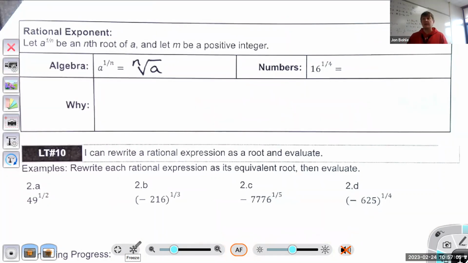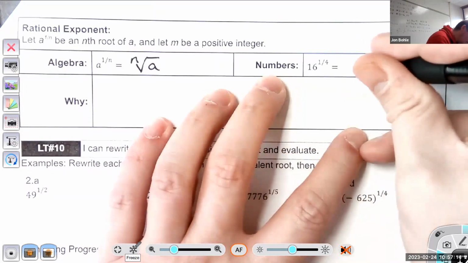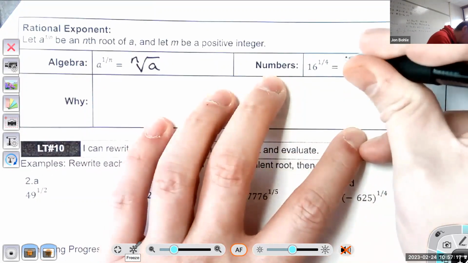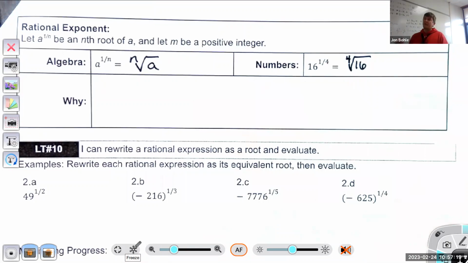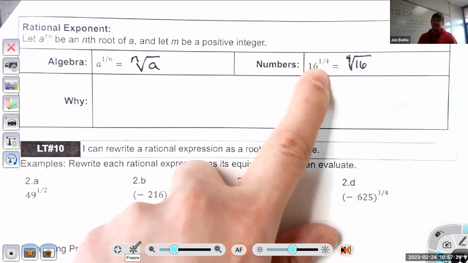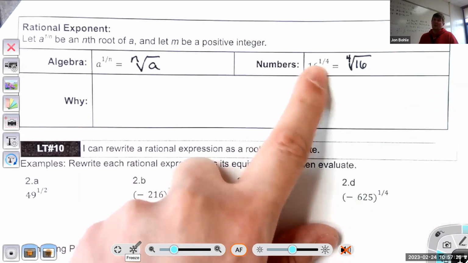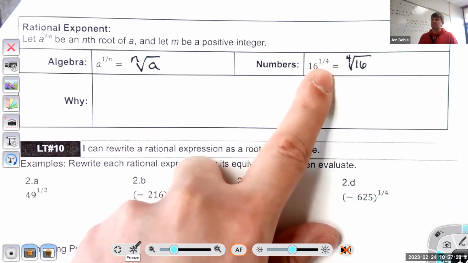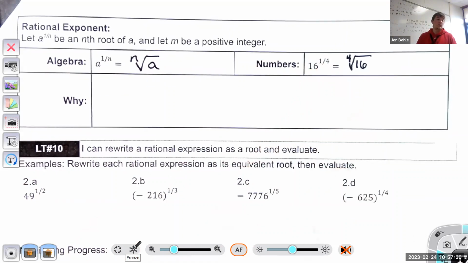So what does that mean? That means if I have 16 to the 1/4 power, that is going to be the same as the what root of 16? The 4th root of 16. So the bottom of your fraction on an exponent that is a fraction, that's your root. So if I want 16 to the 1/4 power, that means the 4th root of 16. And we should already know how to find the 4th root of 16 based on the front page. Here is why that works.